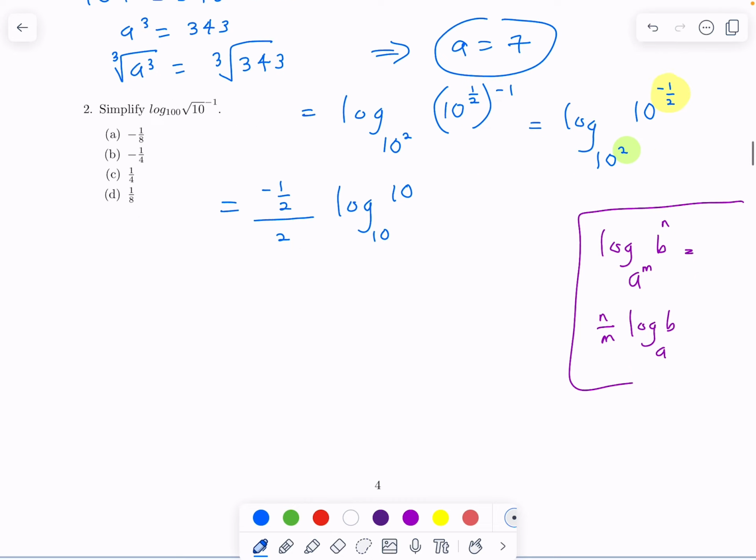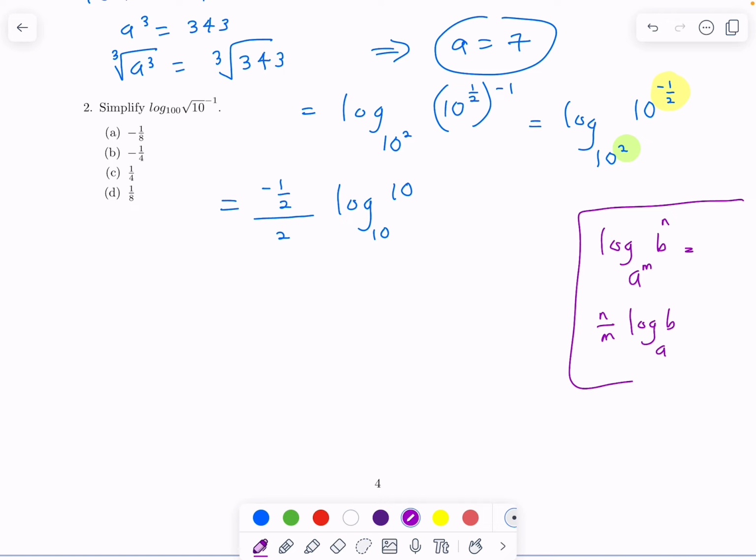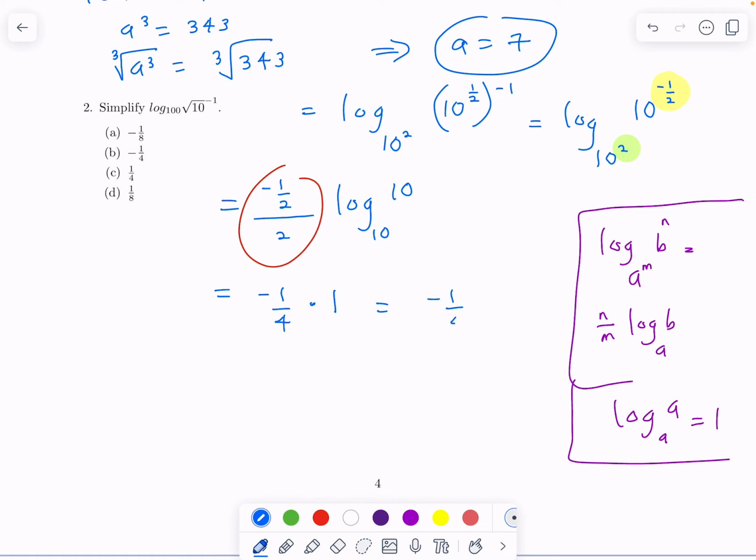And remember, there's the other rule of logarithm that says that log a base a is equal to 1. So using that rule, if you simplify what you have here, this is just going to be negative 1 over 4, right? And then log 10 base 10 is what? Is 1, using that rule. So I have negative 1 over 4, and that's the solution. Okay, that's B, right? That's B.